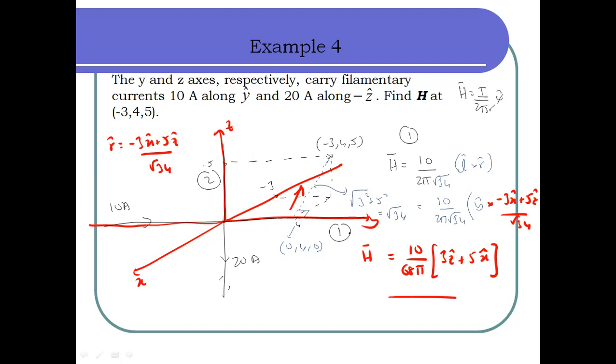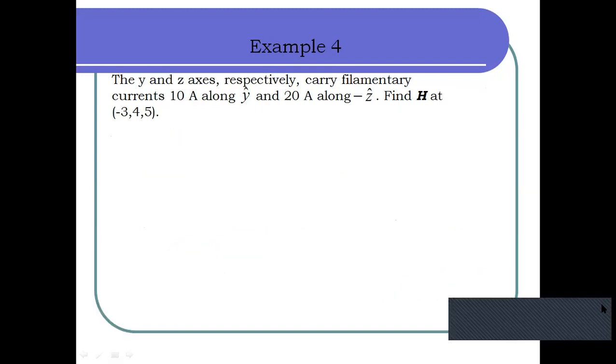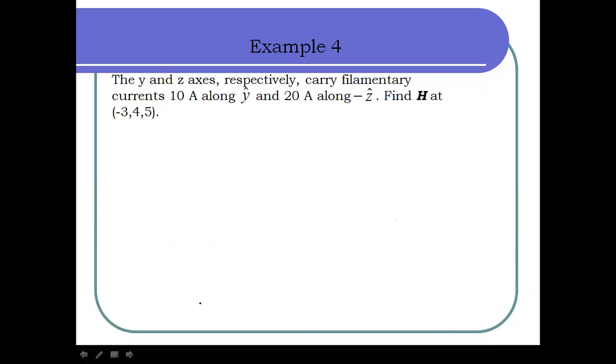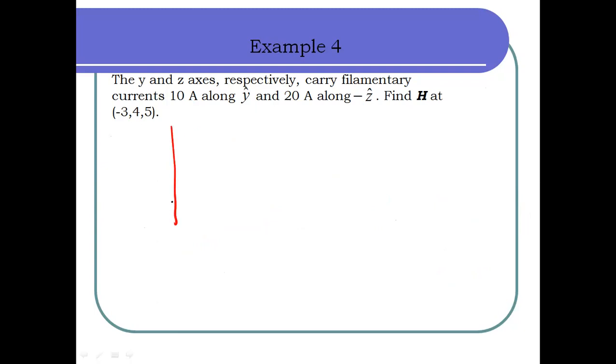Let us proceed with the second filament current. Let me erase all of this. For the second filament, which is at 20 ampere along Z, let me resketch it again. This is X, this is Y, and that should be Z. The point of interest is at negative 3, 4, and 5. Negative 3 should be there, I apologize. This is 4, and that should be 5. So that is the point of interest.